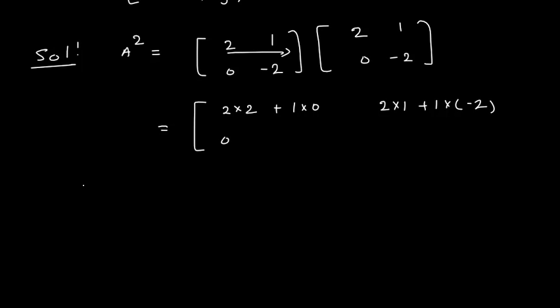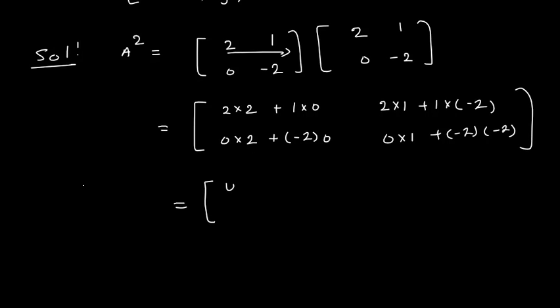So this is equal to 2 into 2 is 4, plus 1 into 0 is 0. Here it is 2 into 1 is 2, 2 minus 2, I will get 0. This is 0 and 0, so here it is 0, and here it is plus 4, right? 0 into 1 is 0, 0 plus minus 2 into minus 2 is 4. So this is A squared. Let us consider this as the first equation. Then we have to find A into C.